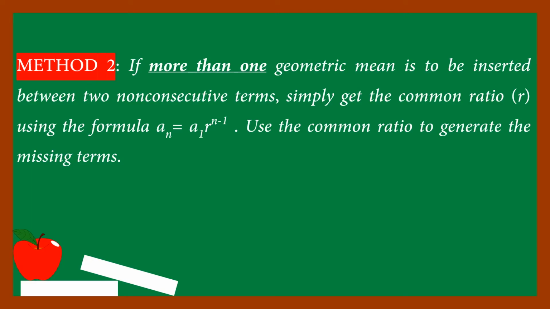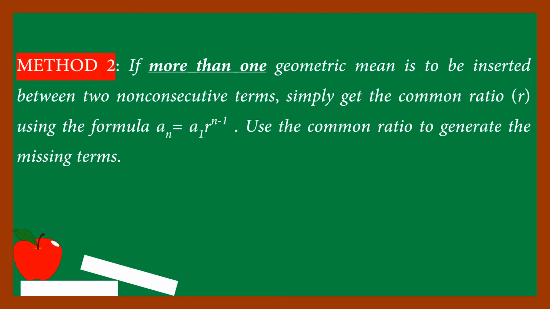Now, what if there is more than one geometric mean we need to find? So, we're going to discuss now method 2. If more than one geometric mean is to be inserted between two non-consecutive terms, simply get the common ratio, or our r, using the formula a sub n is equal to a sub 1 times r raised to the power of n minus 1. Again, this formula is what we use in getting the nth term of a geometric sequence. Then after getting the common ratio, we're going to use the common ratio to generate the missing terms.